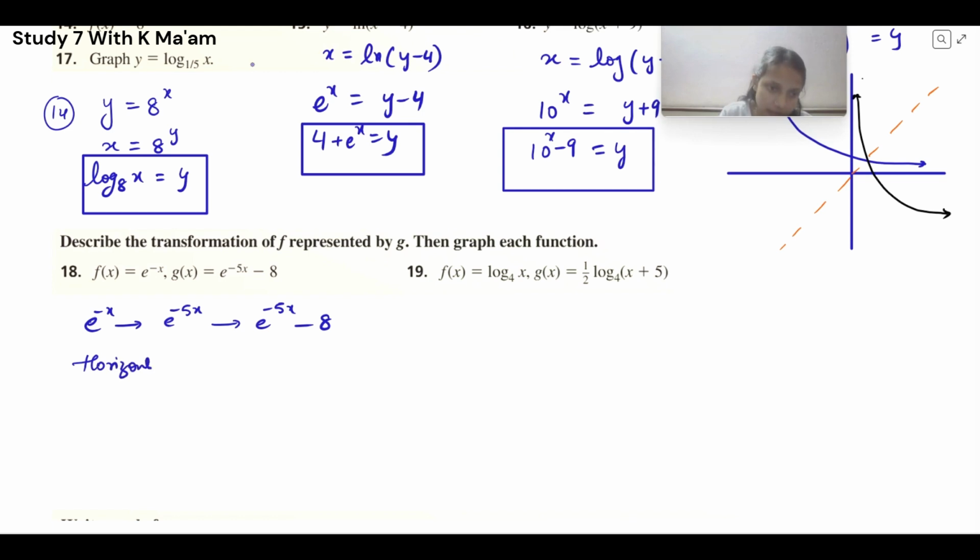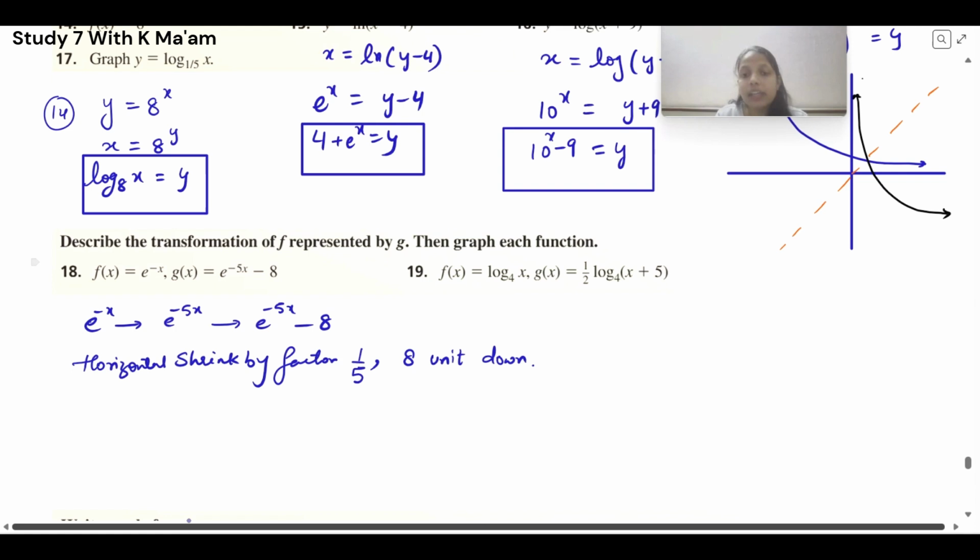Horizontal shrink by factor... In the case of horizontal, we have to take the reciprocal. So by the factor 1 by 5. And the next is minus 8. Your graph is shifted 8 units down. 8 units down. Okay.